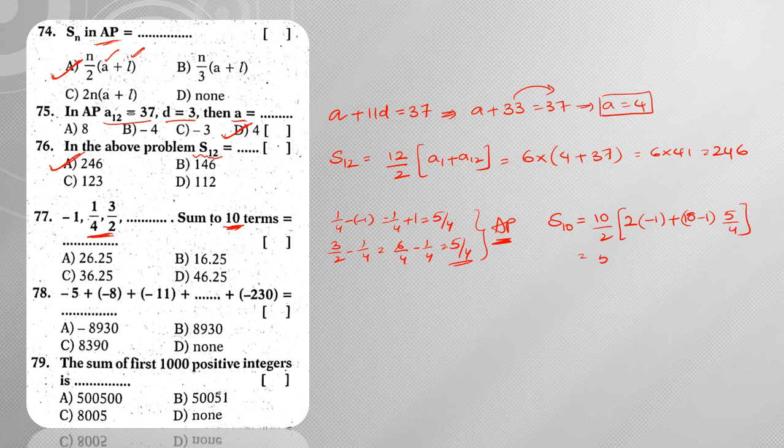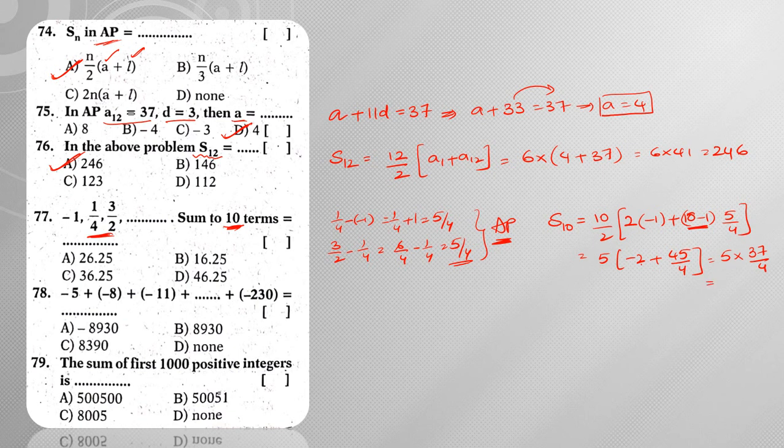Now on simplification, this becomes 5. 2 into minus 1 is minus 2. 10 minus 1 is 9. 9 5s are 45, so this becomes 45 by 4. Now 4 into minus 2, so it is minus 8. Right. So 45 minus 8 is 37, so this is 5 into 37 by 4.